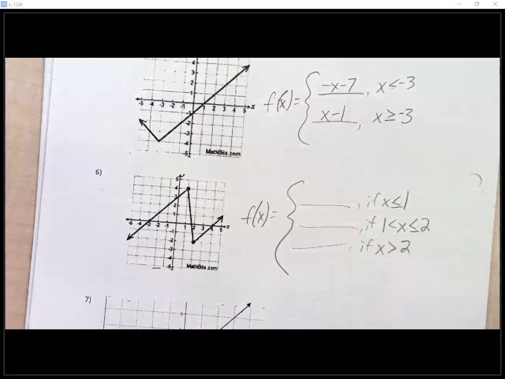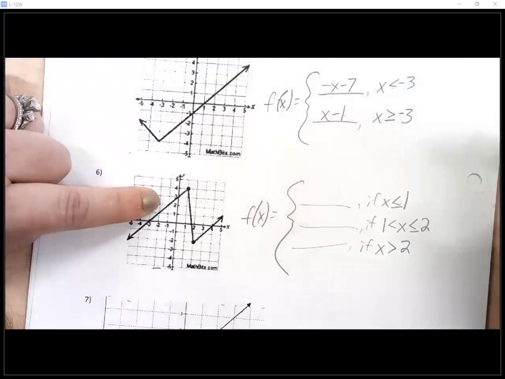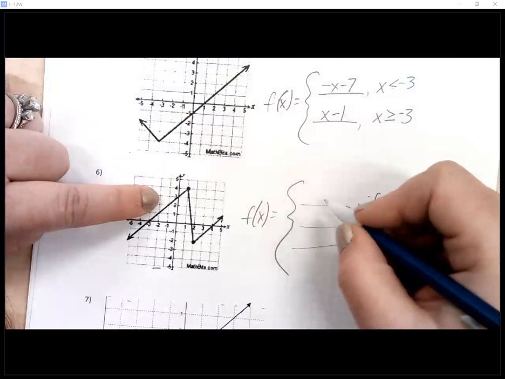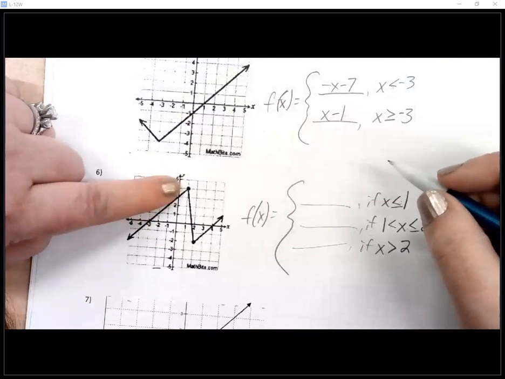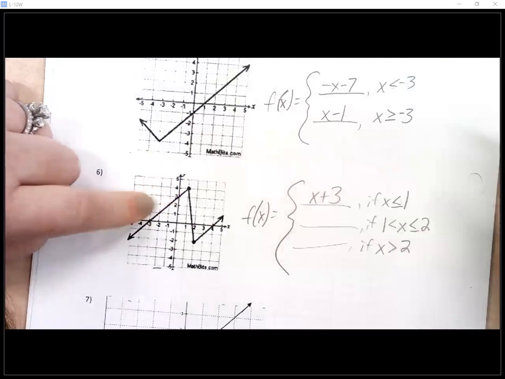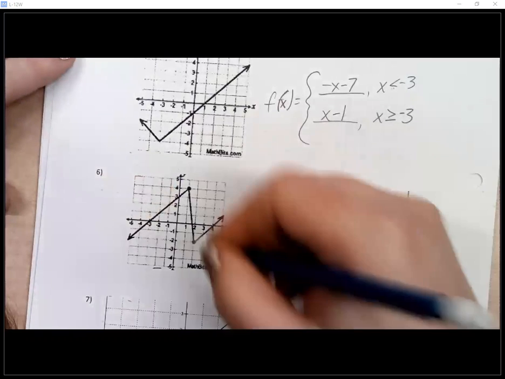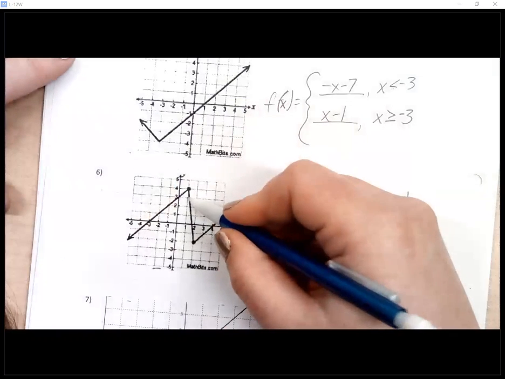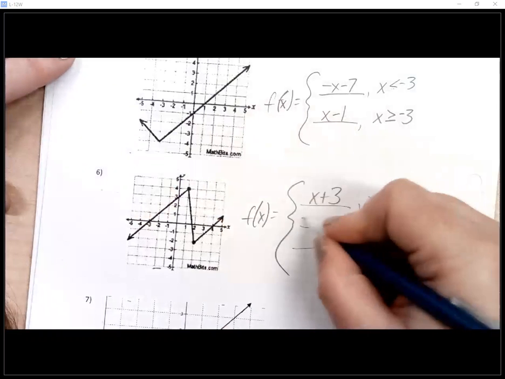Now we do the equations. Top one's nice and easy. What's that? What's this one right here? x plus 3. Slope of 1, crosses the y-intercept at 3. So this one, ooh, 1, 2, 3, 4, 5, 6. Looks like we have a -6 slope.